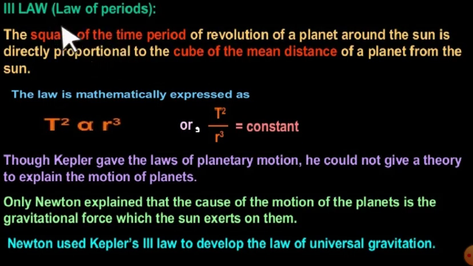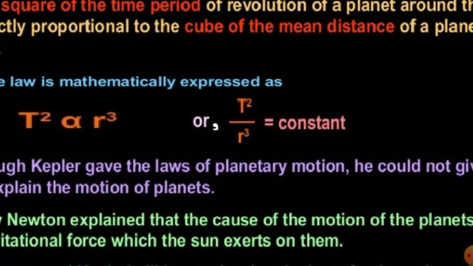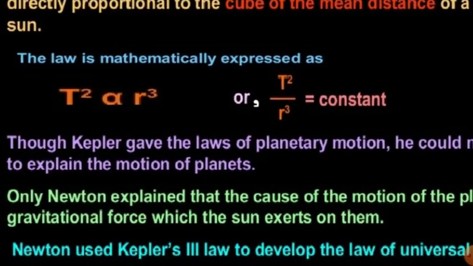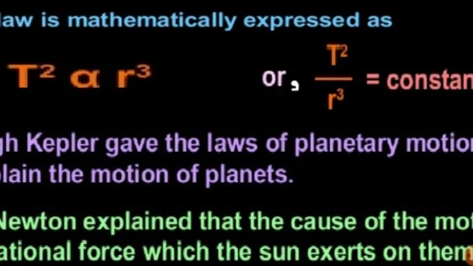So this law of period, or law of time period, states that the square of the time period of revolution of the planet around the sun is directly proportional to the cube of the mean distance between the sun and the planet. So this is the mathematical expression. Your law of time period, or Kepler's third law of planetary motion, states that the square of the time period is directly proportional to the cube of the average distance between the sun and the planet.